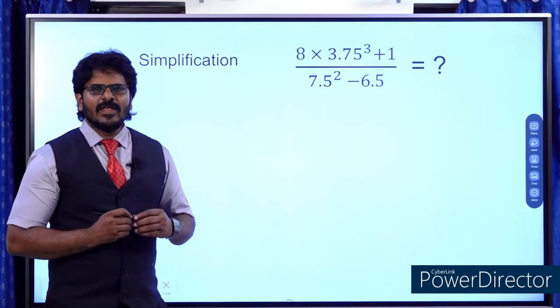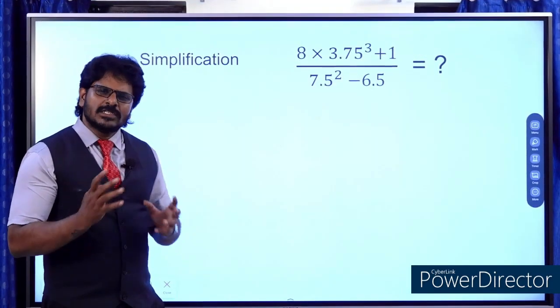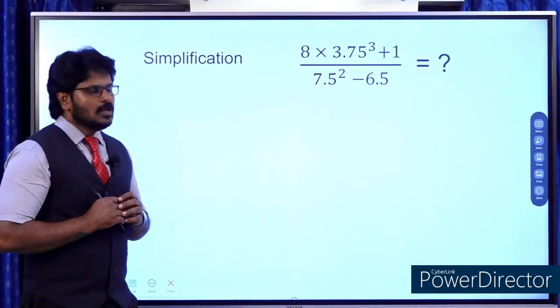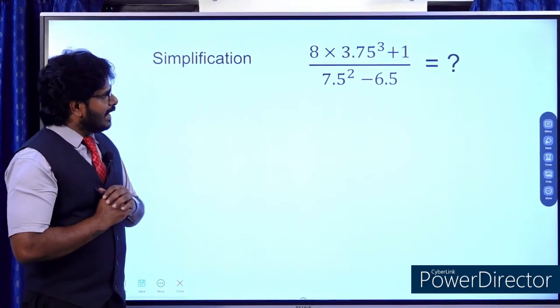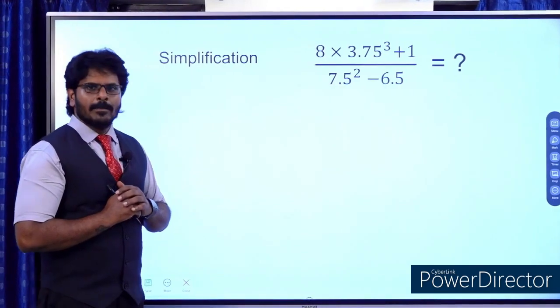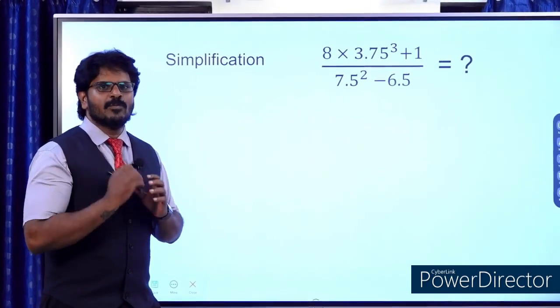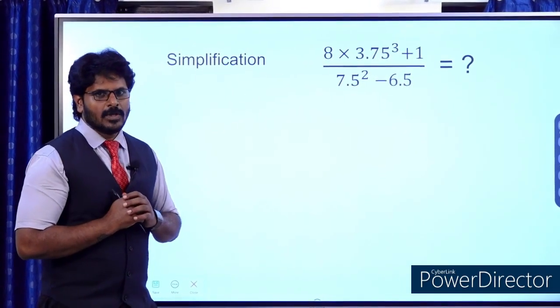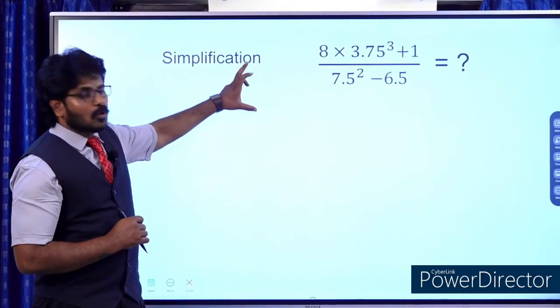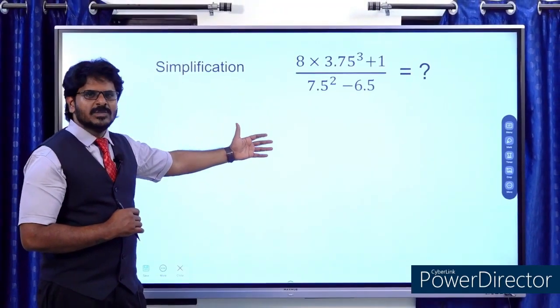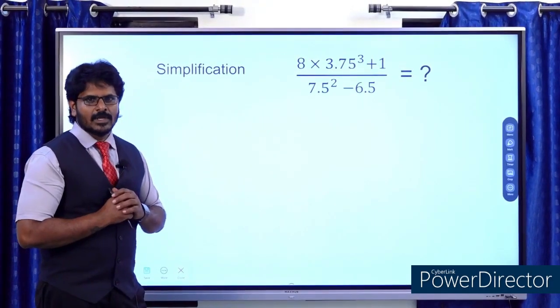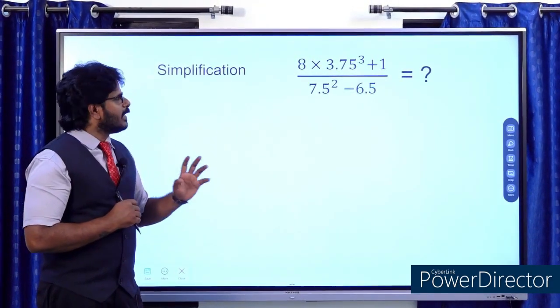Simplification, one of the important topics for government sector or MNCs, right? So simplification, we'll take an example. Here is the example: 8 into 3.75 cube plus 1 divided by 7.5 square minus 6.5. If you look at this problem it looks complicated, and it will take minimum 5 to 6 minutes to solve easily. If we solve manually it will take more time.